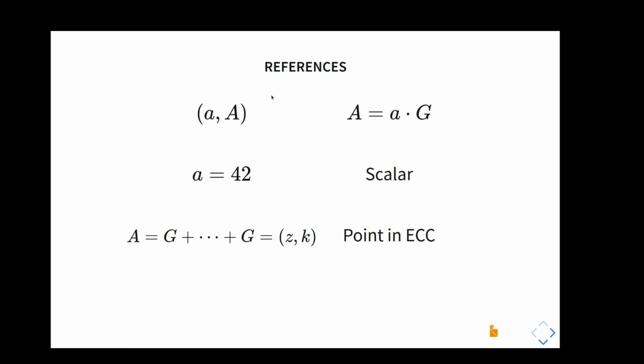So when we say public key, we are talking about the generator point times the private key. And just for you to know, the private key, little a, is just a number. In the elliptic curve that we are using in Bitcoin, it is a very large number, but it can be any other number.